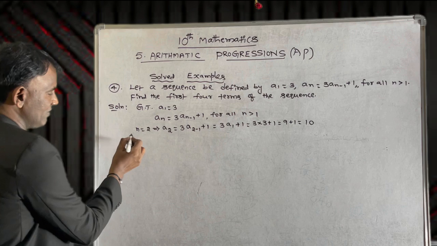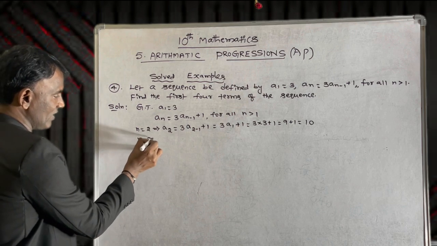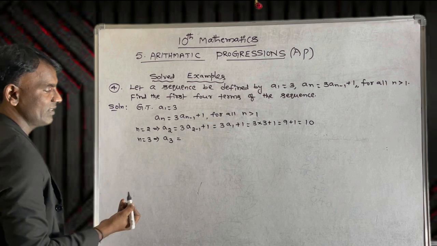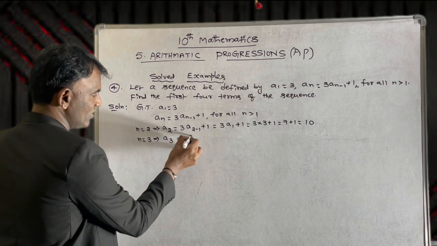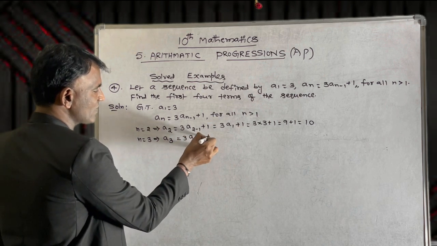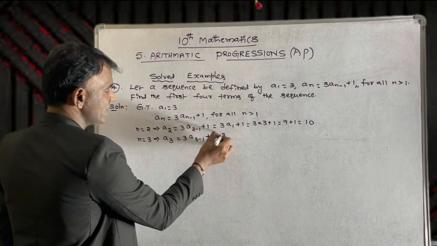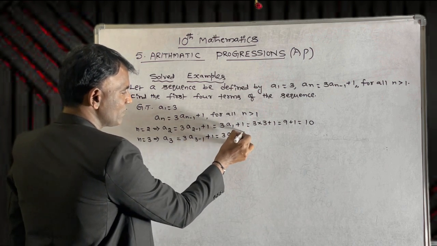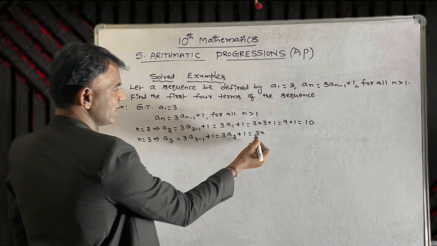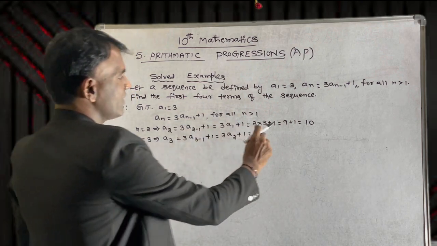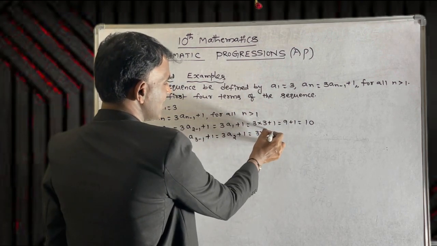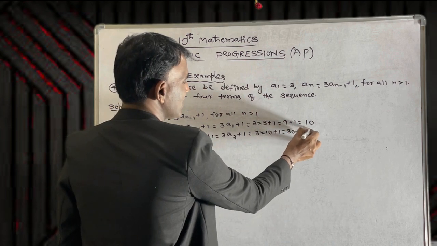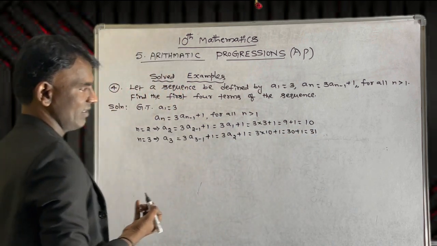For the next term, just substitute n equal to 3. So a3 equals 3 into a_(3-1) plus 1. 3 minus 1 is 2, so 3 into a2 plus 1. What is the value of a2? That is 10. So 3 into 10 is 30, plus 1 equal to 31.